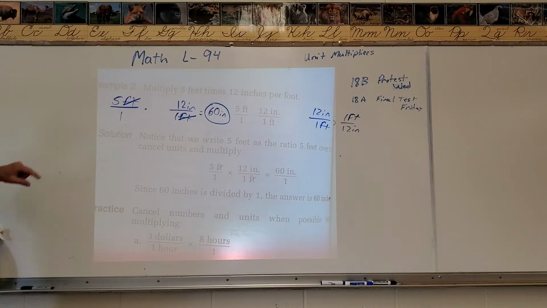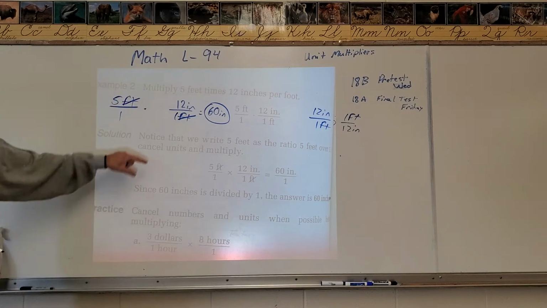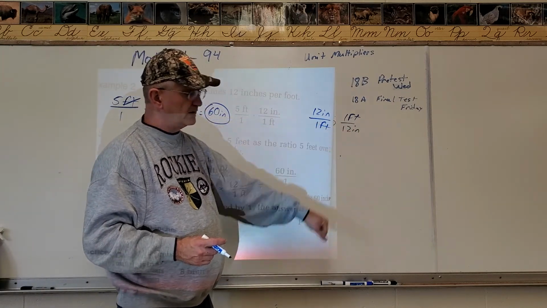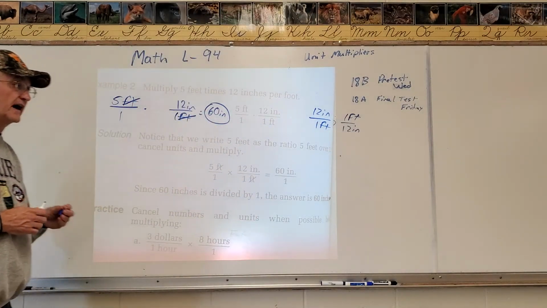So again, my unit multiplier is in reference to what it is. 12 inches equals 1 foot. Like I said here, or the alternative, 1 foot equals 12 inches. It depends on what I'm trying to find.